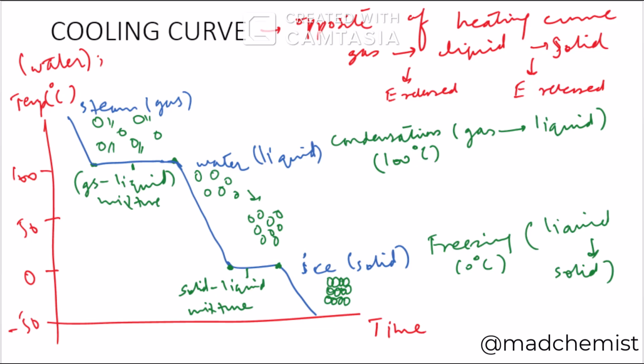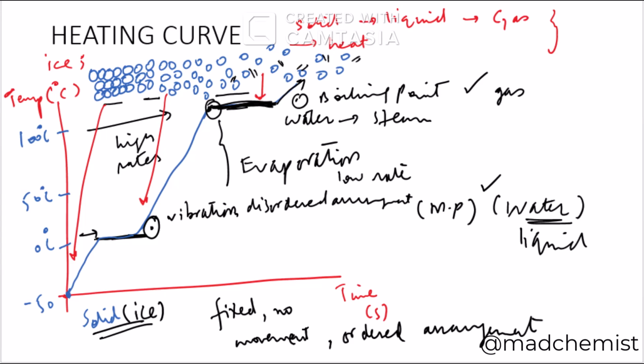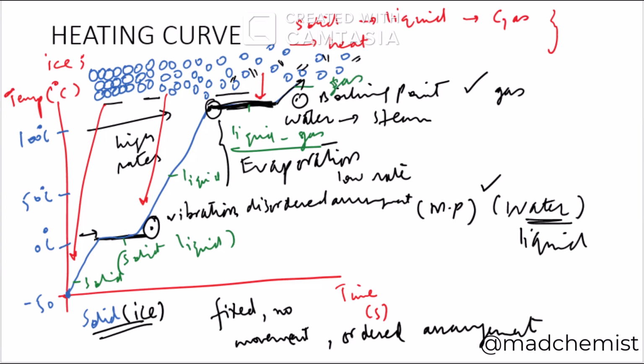In the same way, in the heating curve, we have a solid-liquid mixture here and a liquid-gas mixture here, while the vertical line shows the pure form. Here the solid form exists, here the liquid form exists, and here the gaseous form exists.